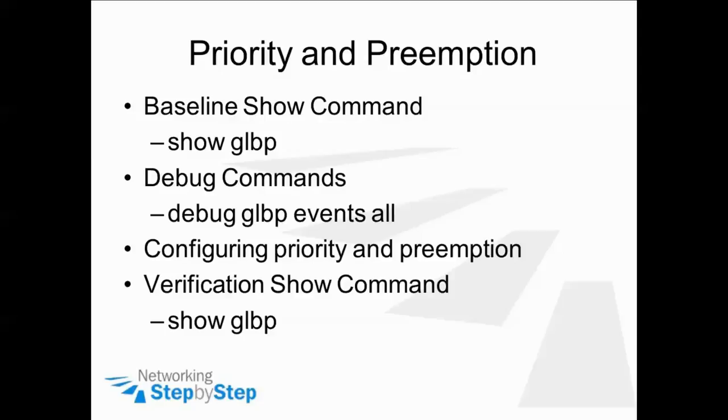In this video cheat sheet, I will be setting priority and preemption on GLBP interfaces. I will start off with the baseline show command, show GLBP, to display the GLBP status of the interface. Then I'm going to enable a debug command of debug GLBP events all to see how things unfold as I change the router's priority and preemption. Then I finish with the same baseline command, show GLBP, to see what changed.